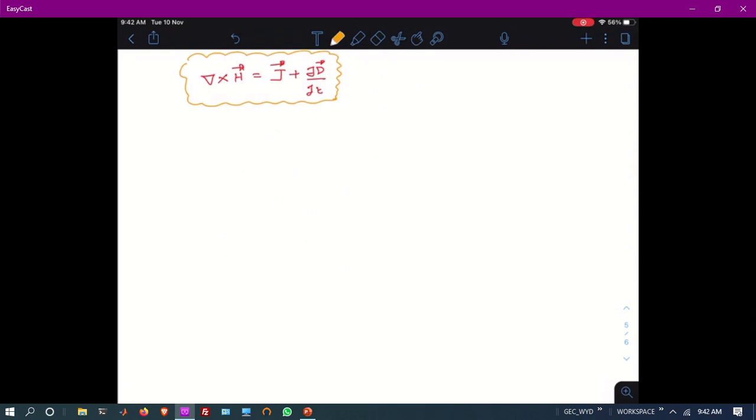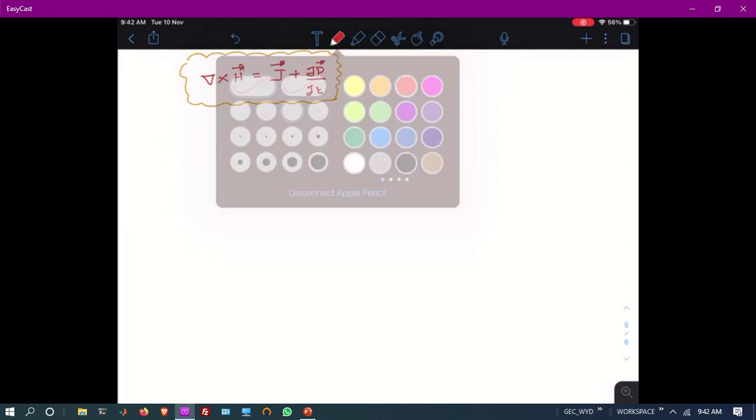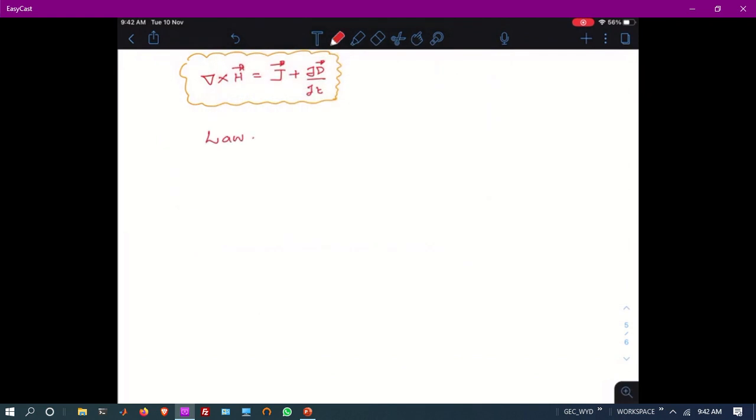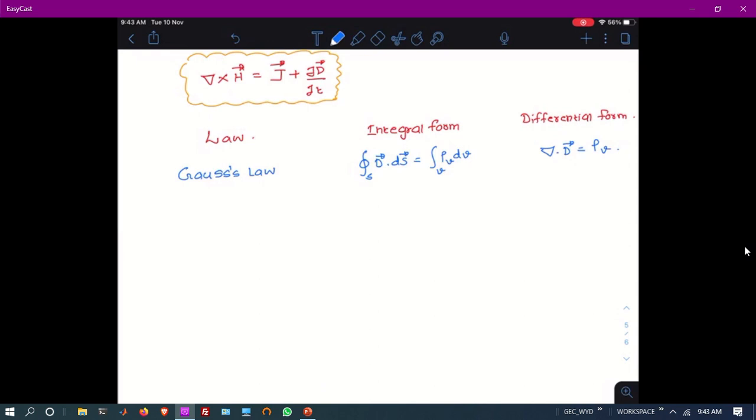Let's look at each law. Now the law can be stated in integral form and corresponding differential form. So the first law is Gauss law, which states the surface integral of electric flux density is equal to the volume integral of volume charge density, and this in differential form is del dot D is equal to rho V. That's the first law that we have studied.